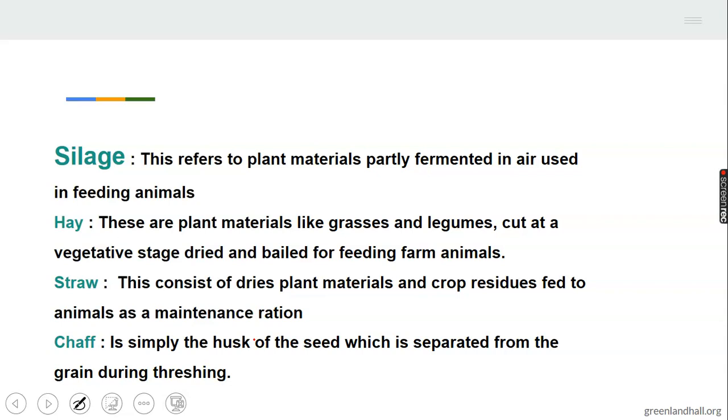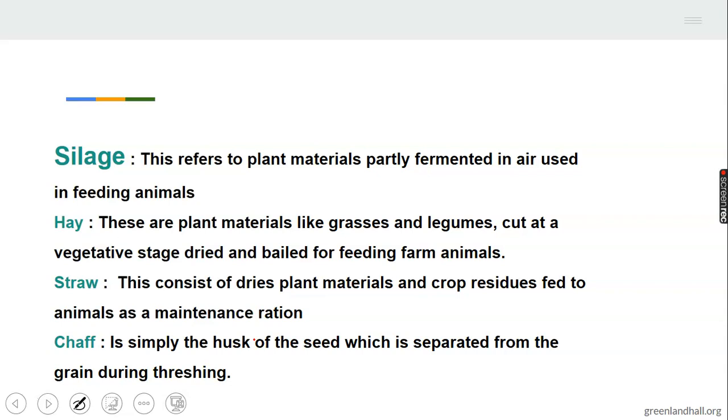Secondly, we have hay. They are plant material like grasses and legumes, cut at their vegetative stage, dried and baled for feeding animals. They are cut at their vegetative stage, unlike silage, which is fermented. In terms of hay, when they are cut at the vegetative stage, they are dried and baled for use in feeding farm animals.